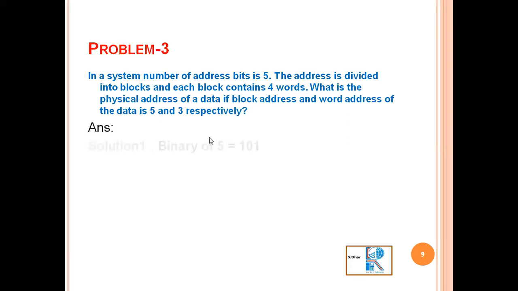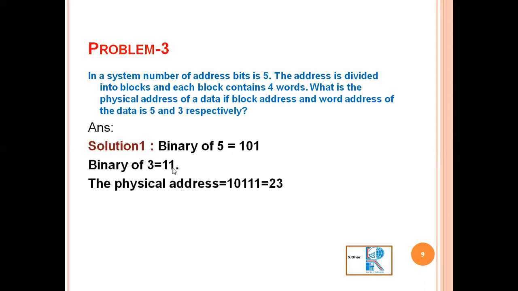Now see the solution. First, binary of 5. Why 5? Because the block address is 5. What is the binary of 5? 101. This is the binary of 5. Binary of 3 is 11. So what is the physical address? The block address forms the upper bits. So first I put the block address 101. Then I put the word address 11. Check the number of bits.